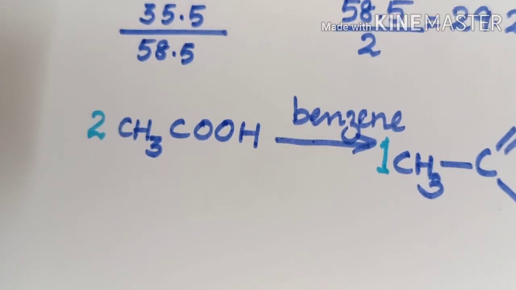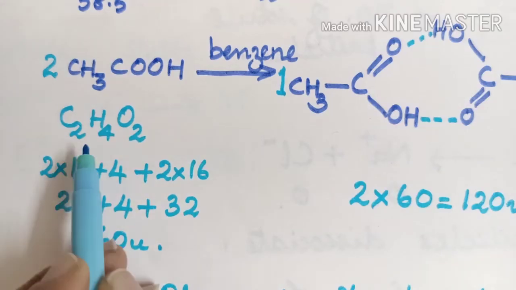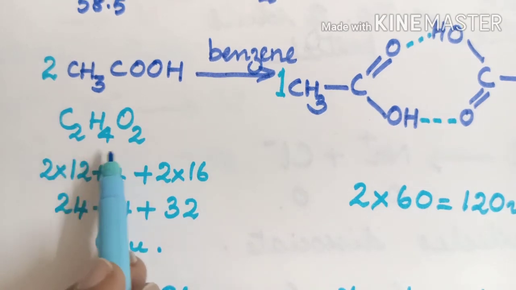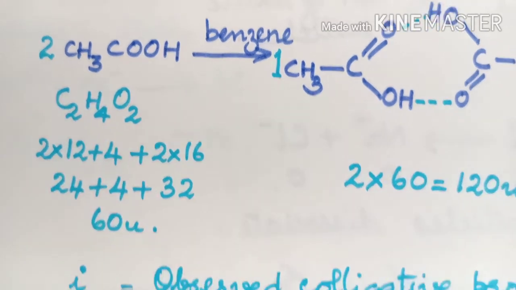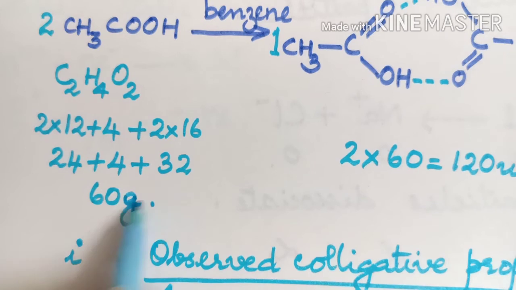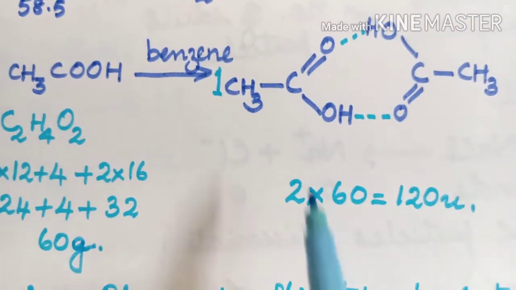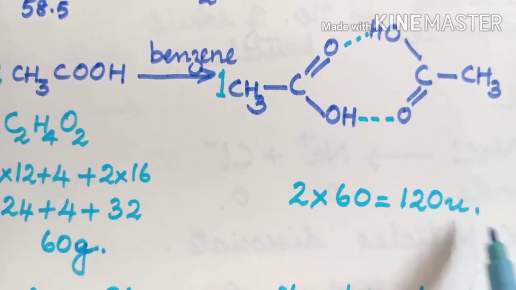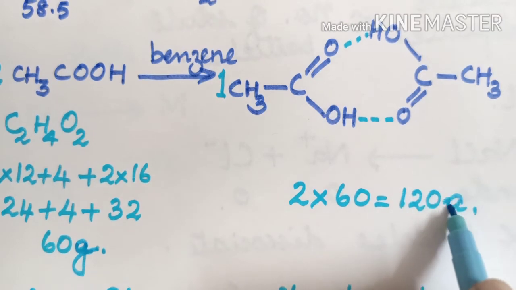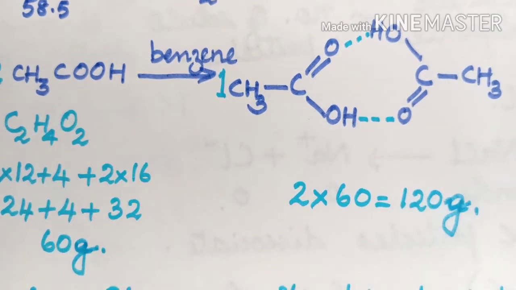What is the molar mass of acetic acid? The molecular mass of C2H4O2 is found to be 60 u. Therefore, the molar mass becomes 60 grams, and that of the dimer, it has the molecular mass of 120 u and its molar mass becomes 120 grams. Here, the dimer has double the molecular mass compared to that of acetic acid. This occurs due to association.